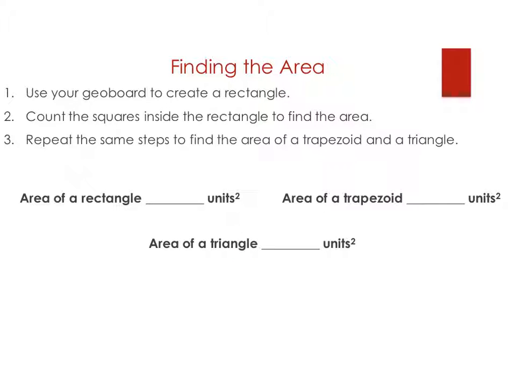If you're confused what a trapezoid is, go back to the previous slide or rewind the video so that you can see the shape of a trapezoid. You're going to make that, and then you're going to count. Remember, when you're making your trapezoid and your triangle, you might have half squares that you need to add up. So look very carefully. Don't play this video until you have all of these blanks filled.